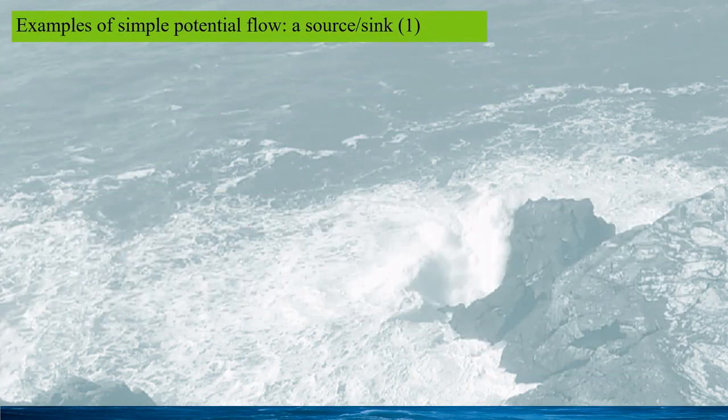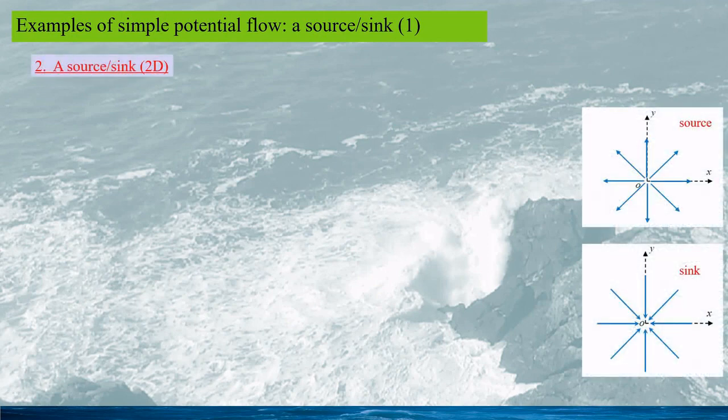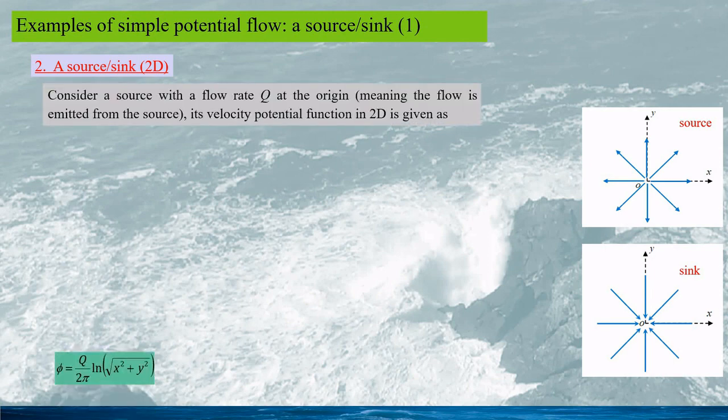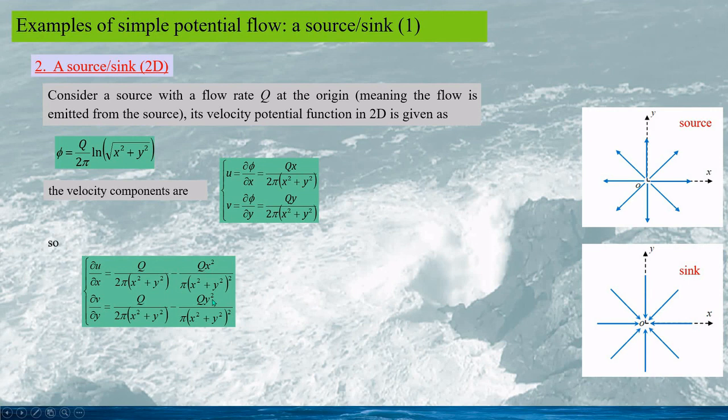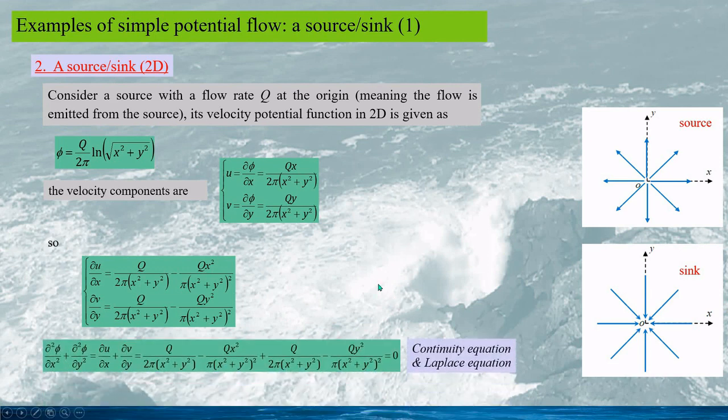The first flow of a singularity is the flow of a source or sink. In 2D, the velocity potential function is given by this, where Q is the flow rate at the origin. The velocity components are calculated as u and v here. So we can make the calculation for the velocity gradient. Thus, we can get the Laplace equation or the continuity equation for incompressible flow.